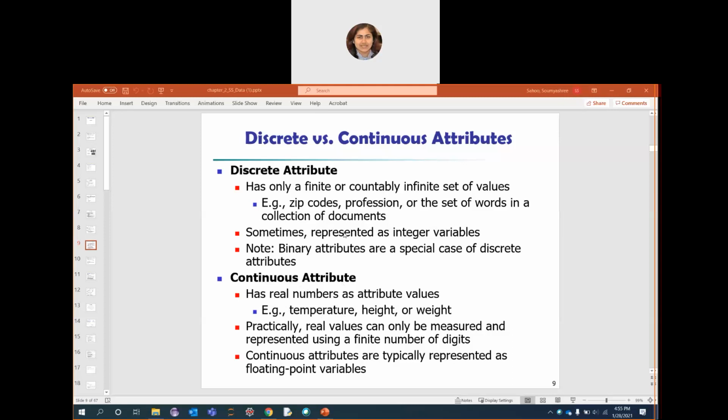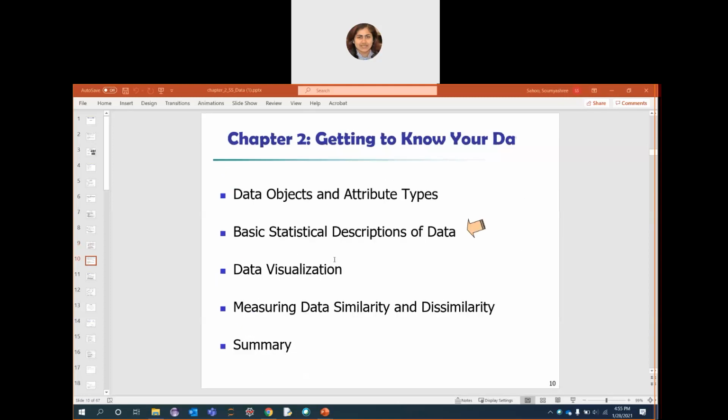Discrete attributes cannot have any real type of number. Here, real values can be represented with a finite number of digits, and they mostly correspond to floating point number types, not integer types. So integer type corresponds to discrete, and floating point type corresponds to the continuous attribute. That was all about your data objects and attribute types of the second chapter. In the next class, we will start with the basic statistical descriptions about the data. That's all for now.